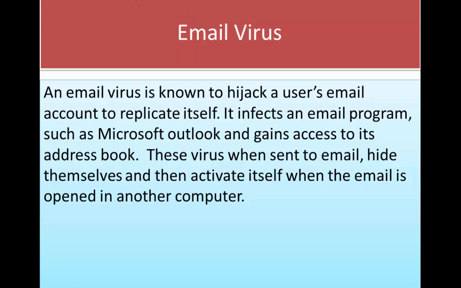So, email virus. These viruses are sent by email, and are known to hijack a user's email account to replicate itself. Replicate means again to make a copy of itself. It infects an email program such as Microsoft Outlook. Microsoft Outlook is an email program just like Gmail. And it gains access to its address book. Address book means where the addresses of the recipients are stored. So it goes there and infects those addresses. This virus, when sent by email, hides itself and then activates when the email is opened on another computer.